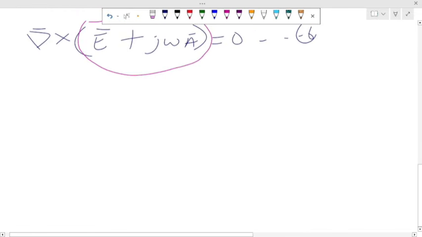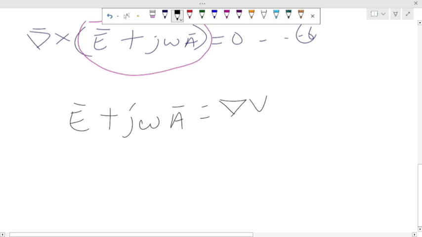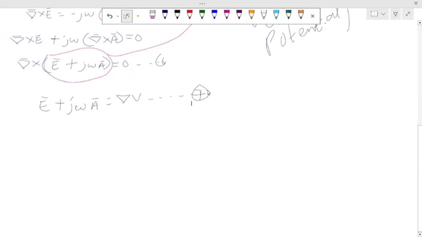So now we can say that this, plus j omega A, is equal to this, which is the gradient of a scalar field. This will now give us equation 7. Good? Nice. So I think we'll stop here for now.